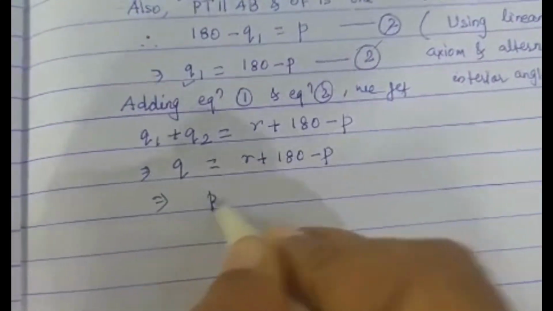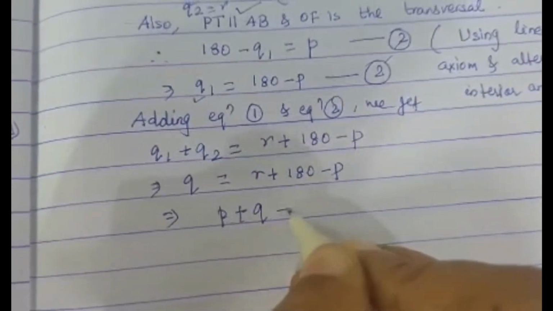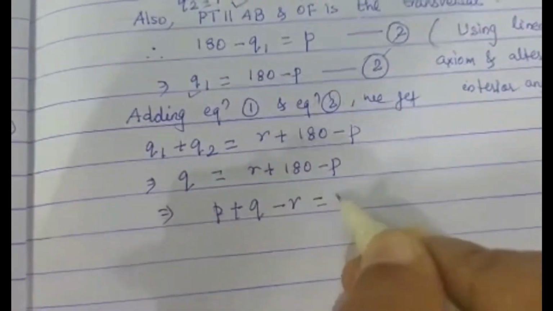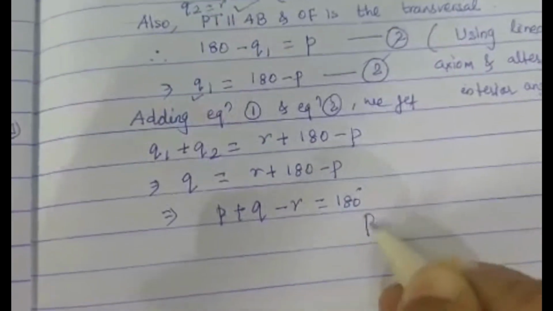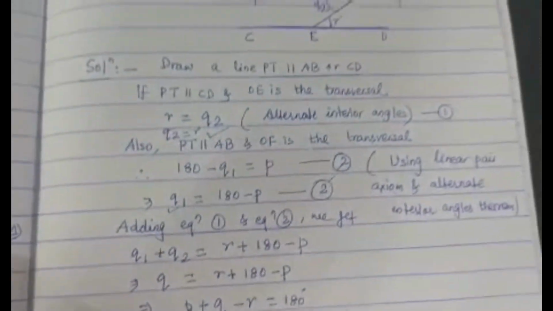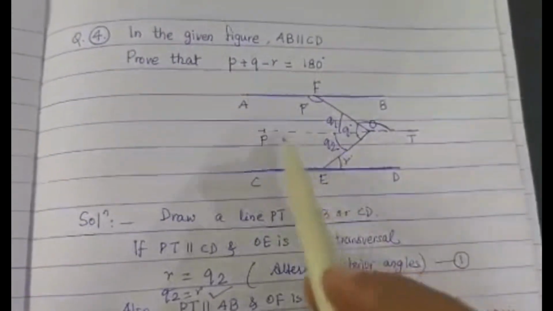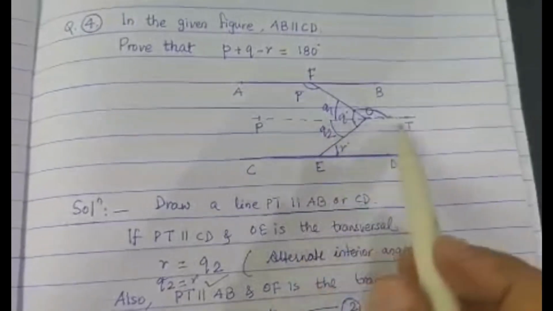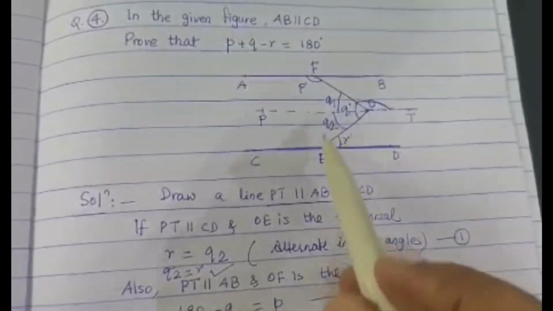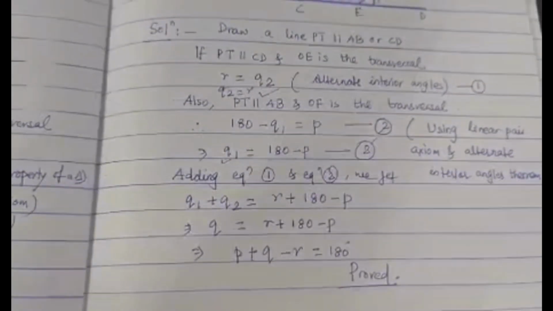Now what do we need to prove? P plus Q minus R. So directly we can write, we will move P to this side and R to this side: P plus Q minus R equal to 180 degrees, and this is what we had to prove. So it's a simple thing, but we have to use every axiom and theorem and a little bit of construction also, so that it becomes easier. Alright, let's move on to the next question.